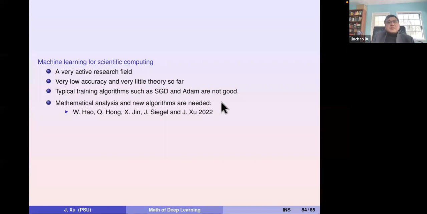Machine learning for scientific computing is a very active research field right now. But all this state of the art has very low accuracy. We recently wrote a paper to look at the theory and all that. We find out that typical training algorithms for image classification, such as stochastic gradient descent or Adam, in my opinion, are not good. They should be replaced by something else. But we're working on that.